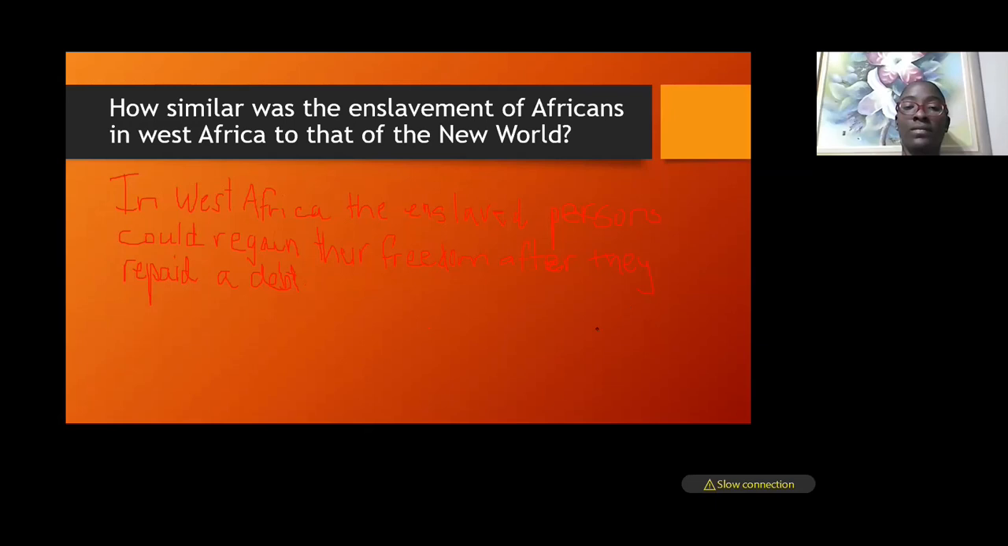Okay, so that right there would have given you 2 points because you would have put in where, and so this would be a difference. So you would have said in West Africa, enslaved persons could regain their freedom after they would have repaid a debt, right? And then you could further go on and say, whereas in the New World, you were a slave for life.